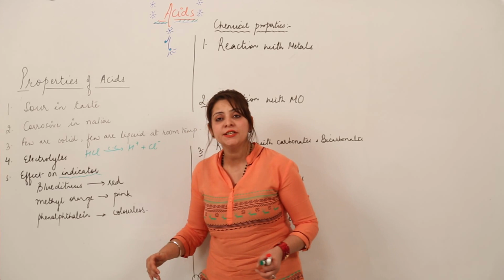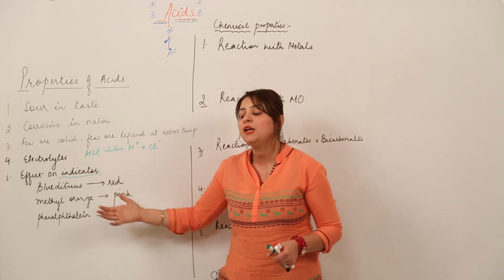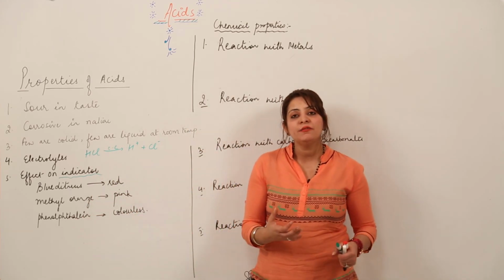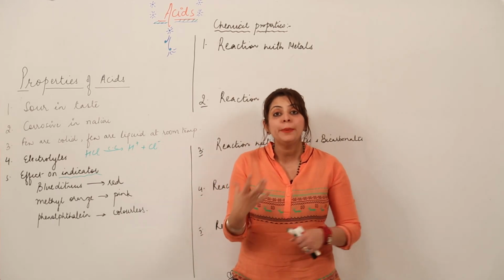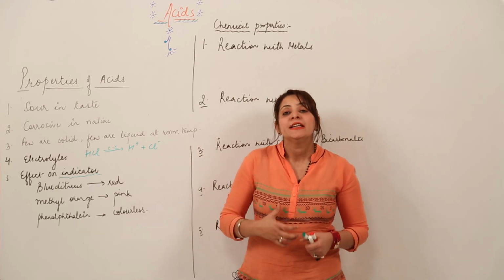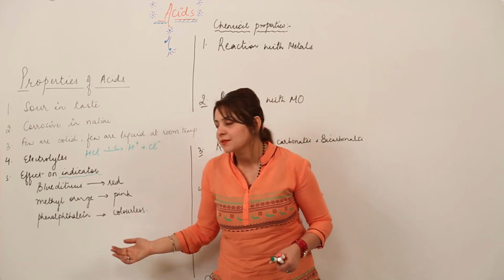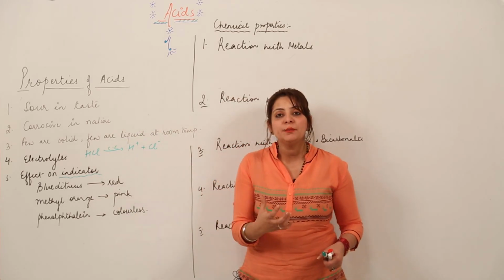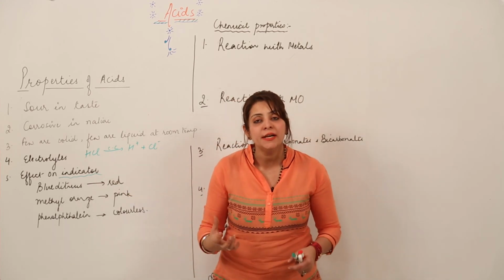Second, we have methyl orange, whose original color is orange. So what happens when we add acid to it? The methyl orange turns pink. Next we have phenolphthalein. When acid is added to it, it remains colorless, and when a base is added, it turns pink. But we are not concerned here with the bases, so you need to remember the effect of acid on phenolphthalein: it makes it colorless. So these are the physical properties of an acid, which we can observe by looking at them physically, by adding certain things, or by passing an electric current.